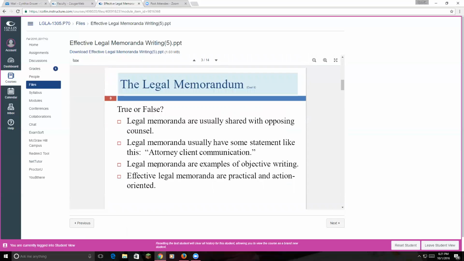Okay, so here we go. True, false. Legal memoranda are usually shared with opposing counsel. My guess is you know the answer here, but just a little reminder, that's false. Legal memoranda usually have some statement like attorney-client communication. That is true. Actually, we'll usually say attorney-client and/or attorney work product communication.